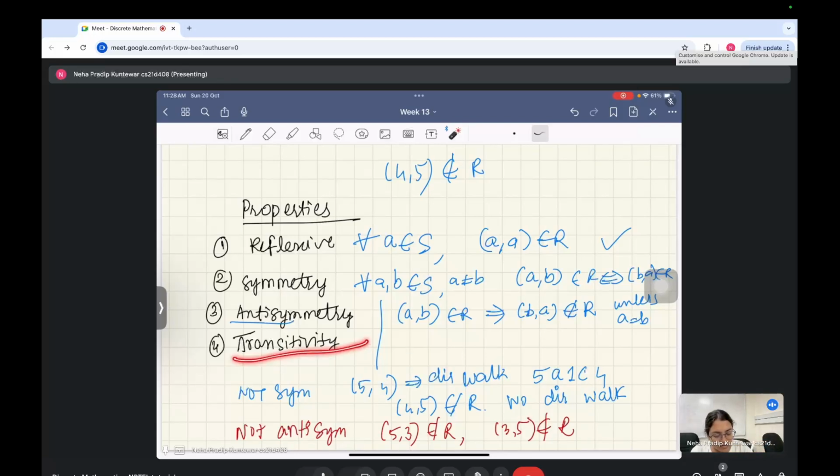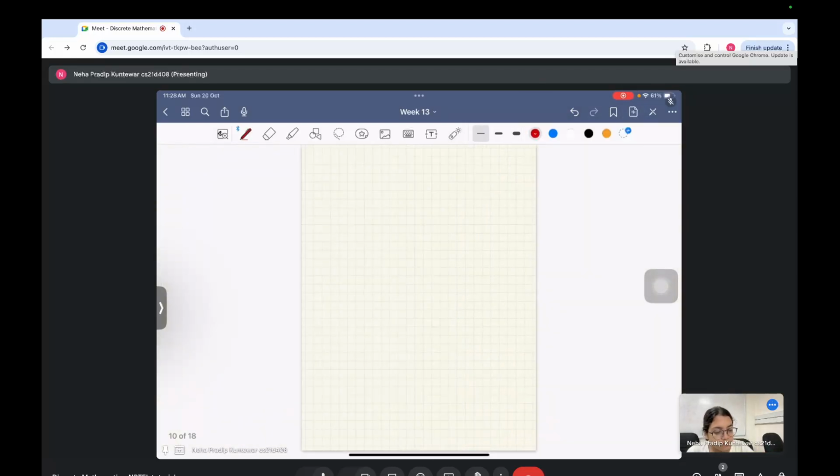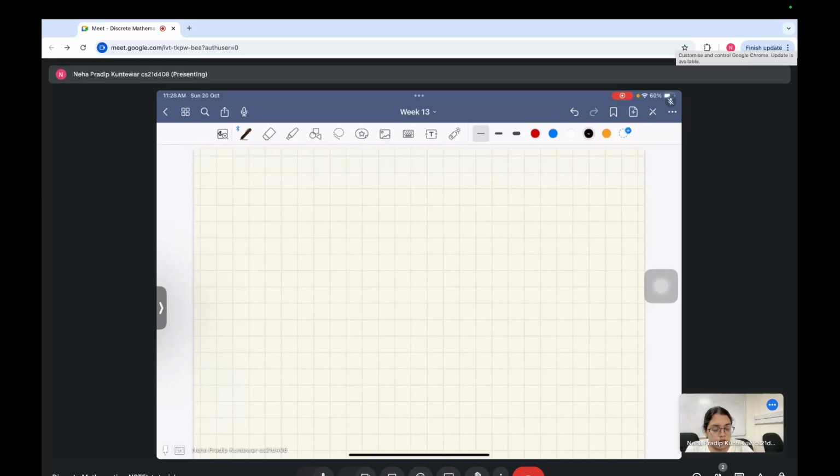And let's ask the interesting one, which is transitivity. What does transitivity say? It says that for all A, B, C elements, if AB is related and BC is related, it implies AC is related. So what does that mean in this case? It simply means that if AB is related, then if you start at A, there is some directed walk that you can take which will take you to B.